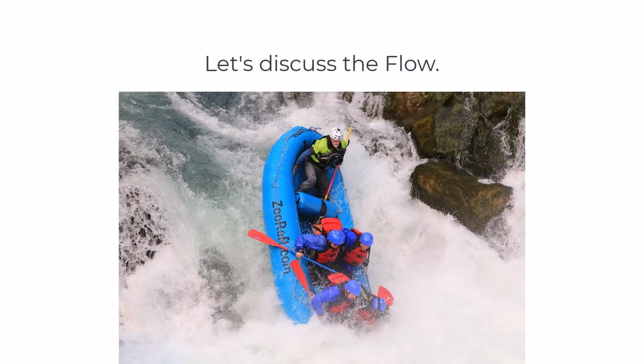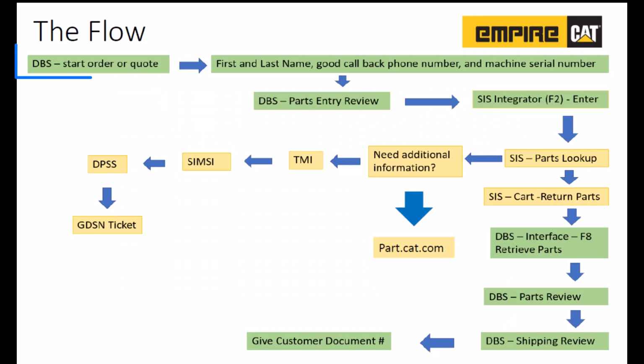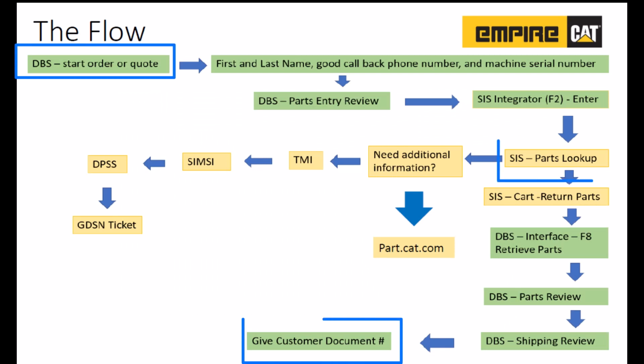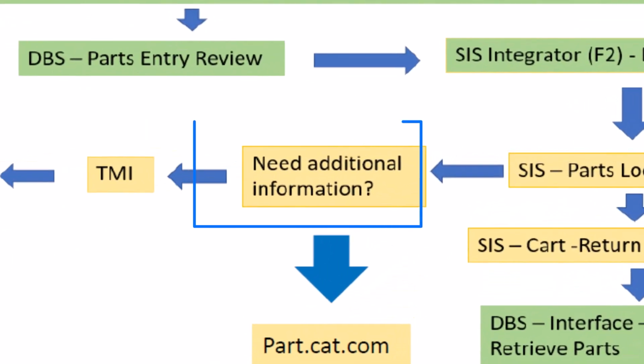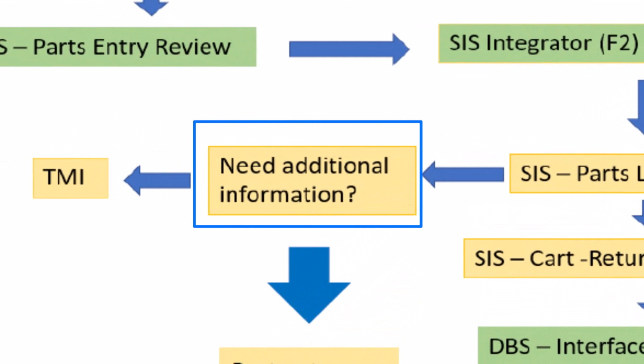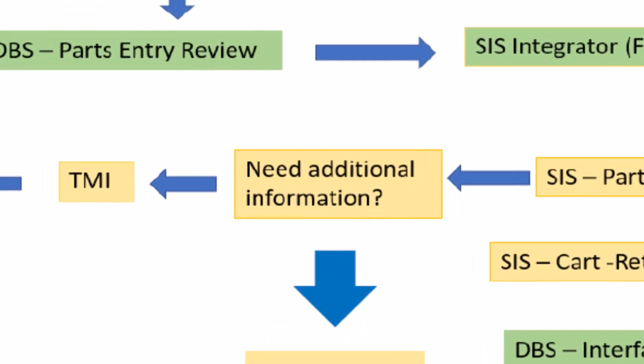First, let's talk about the flow of a parts order. We know that our order starts in DBS and ends with a document number. But what happens in the middle when we are looking up parts in SIS? What steps do we take to clarify that the parts we are looking at are actually the ones for the machine application?